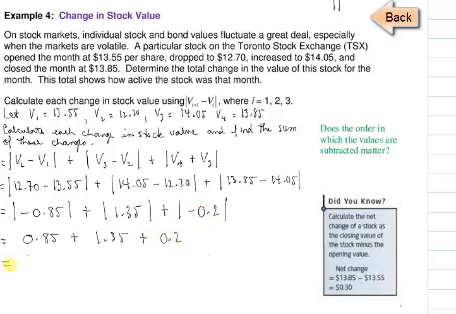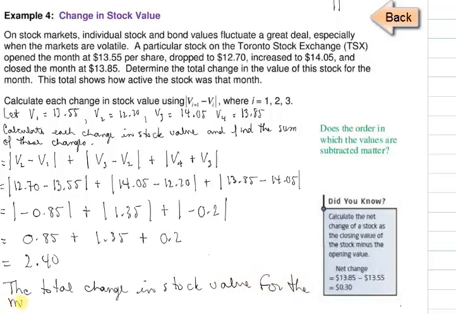And then when we add them all up, we get 2.40. So the total change in stock value for the month is $2.40.